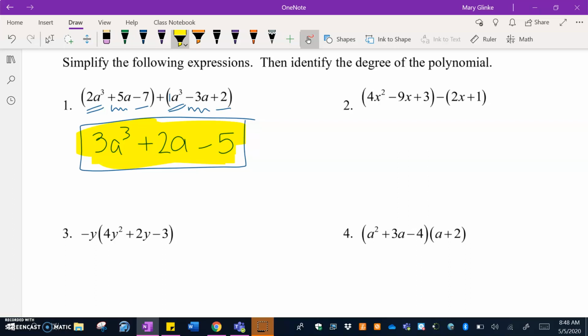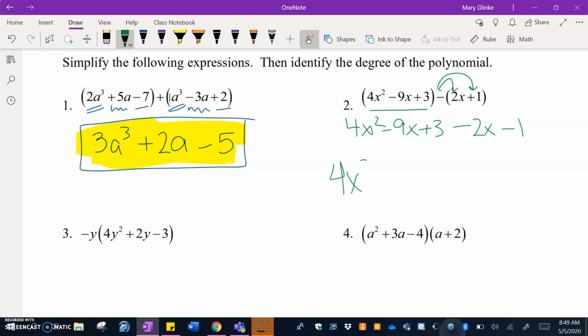With subtraction, it is going to be similar to addition, but you're going to leave the first part alone, the 4x squared minus 9x plus 3. Then when you have subtraction, that subtraction sign applies to whatever is directly behind it. So we're going to subtract 2x and subtract 1. I'm going to distribute that minus sign to each term in the parentheses coming after the subtraction. Because now that I rewrote it, it's no different than problem number 1 where we combine like terms.